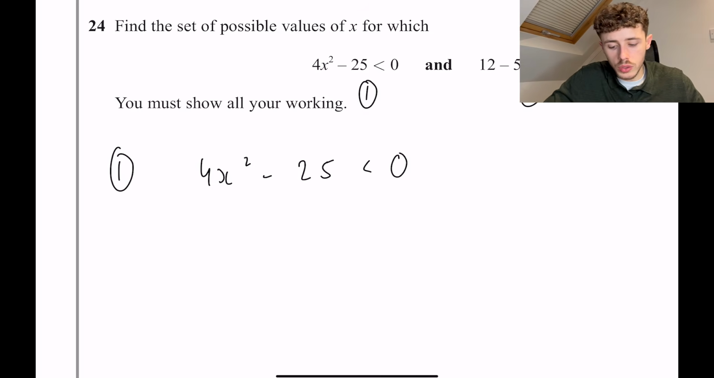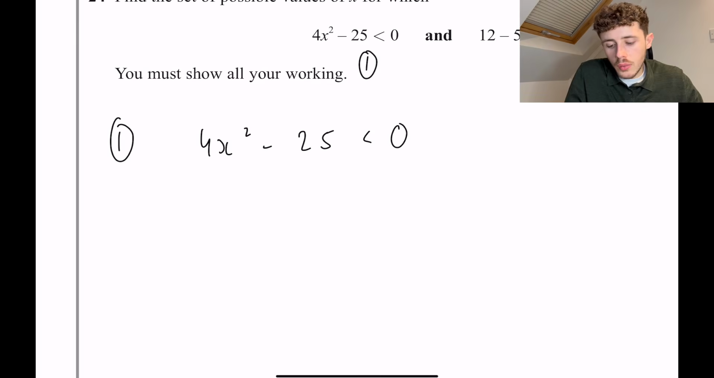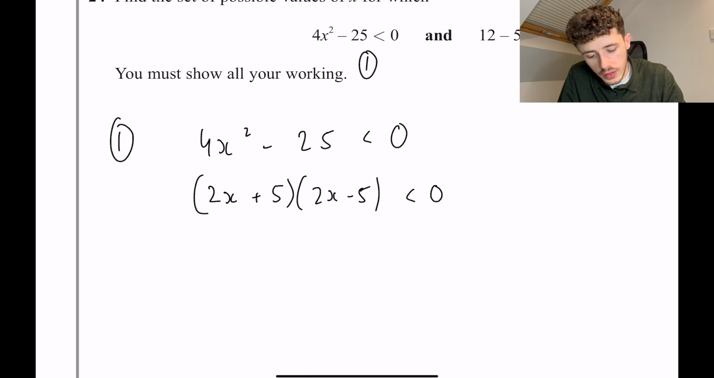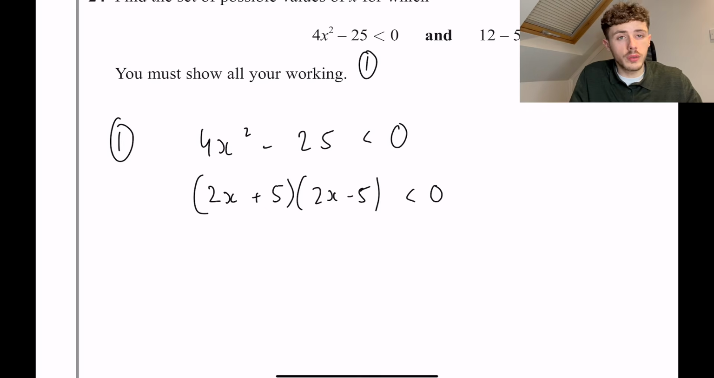If that was an equals, you would just simply try and solve it as normal, which is exactly what you want to do here. Now there are two ways to do this, but I want to incorporate good habits into how you look at things. Straight away when I saw this, I thought difference of two squares, because there's two square numbers there that have a difference between them. That leads us to factorise with (2x + 5)(2x - 5) less than 0. That's one way to do it.